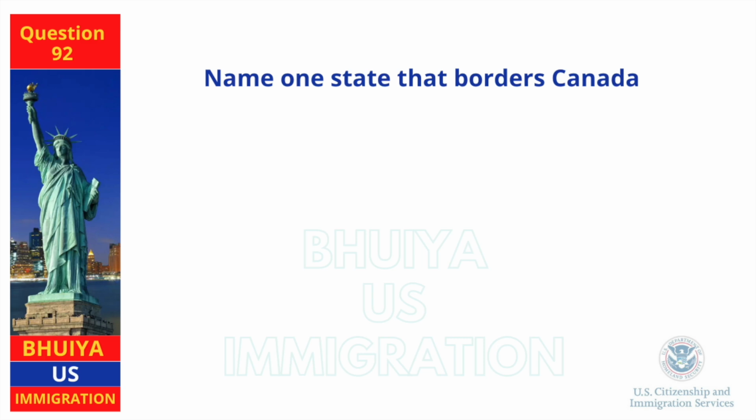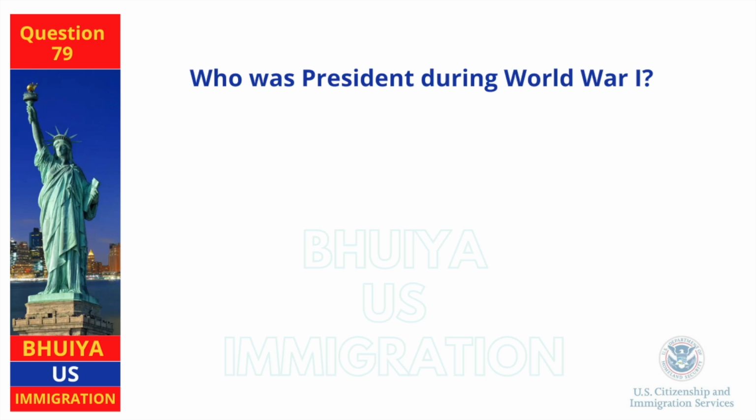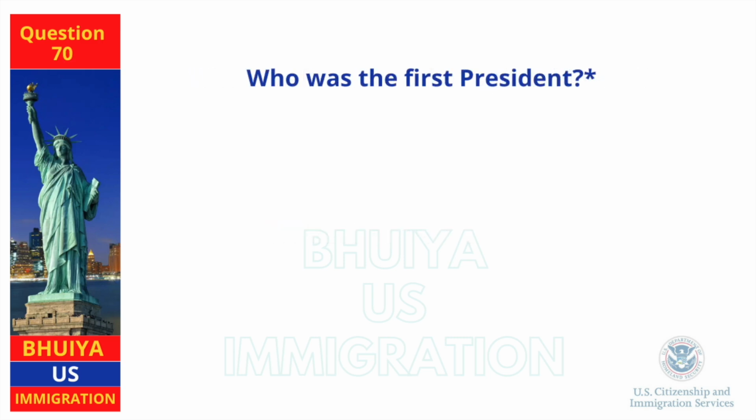Name one state that borders Canada. New York. Name one war fought by the United States in the 1900s. World War I. Who was president during World War I? Woodrow Wilson. Who was the first president? George Washington.